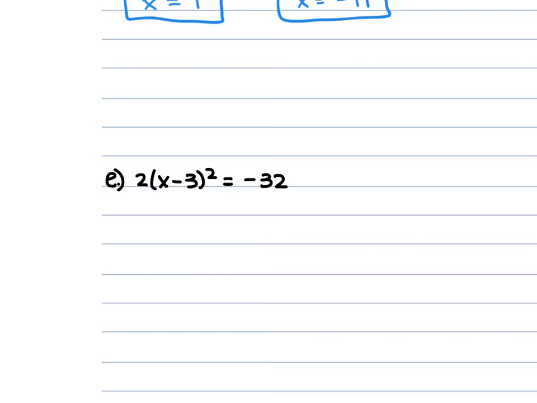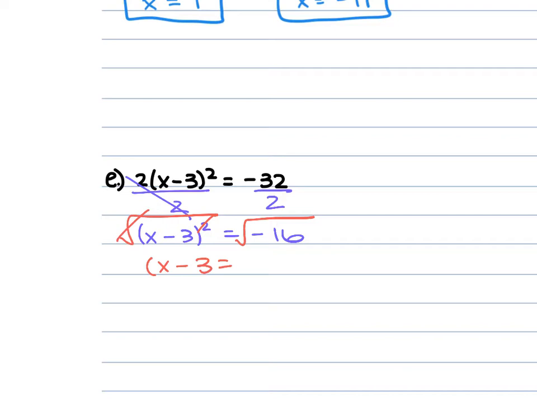For E, we have 2 times x minus 3 squared is equal to negative 32. So we're going to start by dividing each side by 2 to give ourselves x minus 3 squared is equal to negative 16. From here, we're going to take the square root of both sides. It gets rid of the 2 as our exponent to leave us with x minus 3. However, you cannot have a negative underneath the radical. So because that negative is there, you cannot do this. So your answer is no solution.